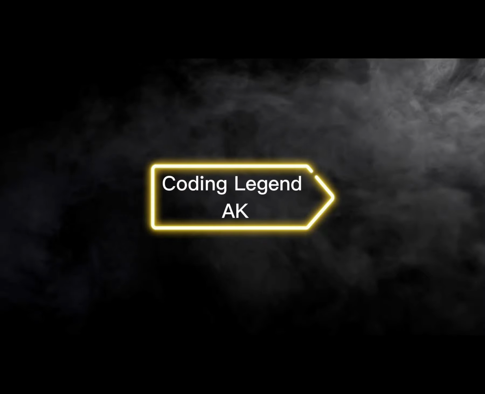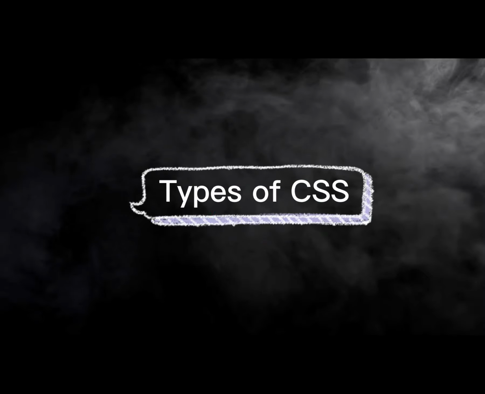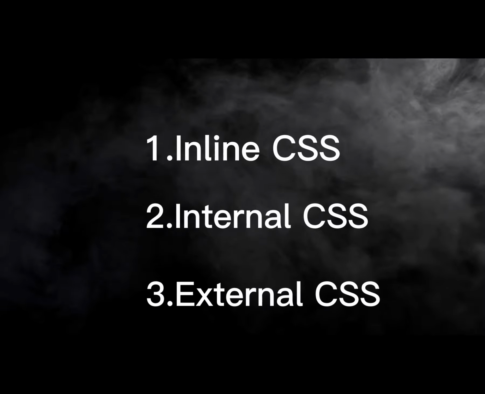Hello viewers, today we are going to discuss types of CSS. There are three types of CSS. The first one is inline CSS, the second one is internal CSS, and the third one is external CSS. So let's start our lecture.